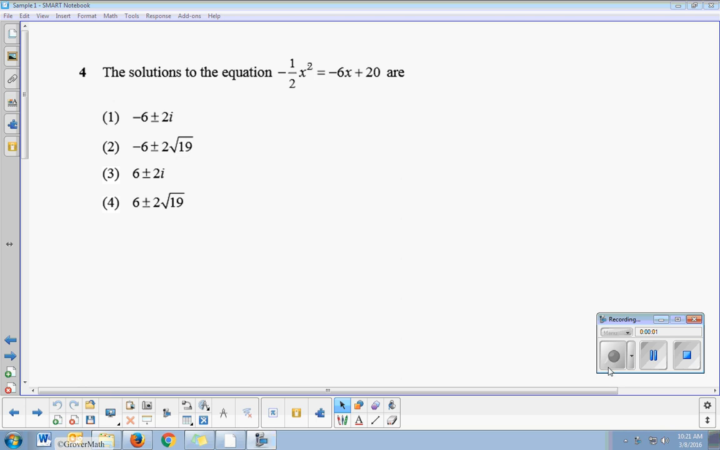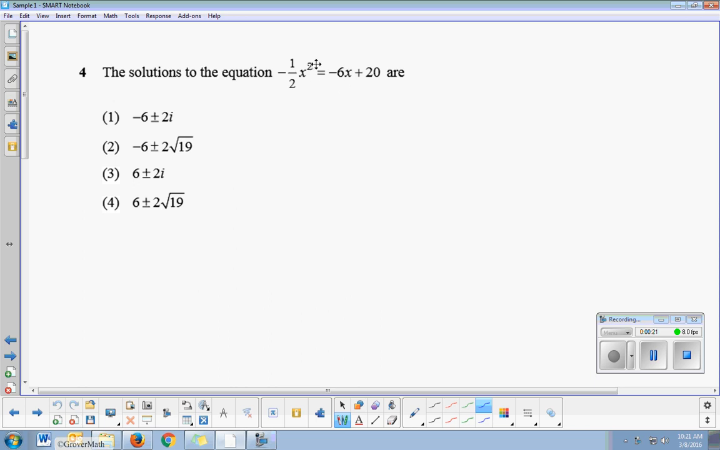Algebra 2 trig, sample question number 4. The solutions to the equation negative 1 half x squared equals negative 6x plus 20 are what? So this is a multiple choice question, obviously. There's a couple ways to solve this.